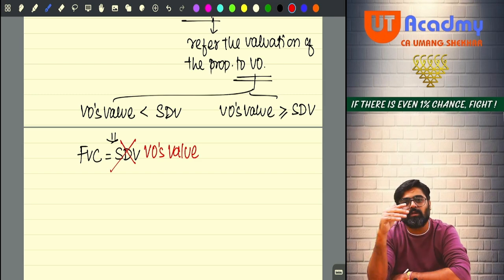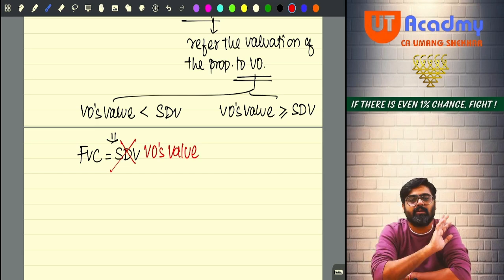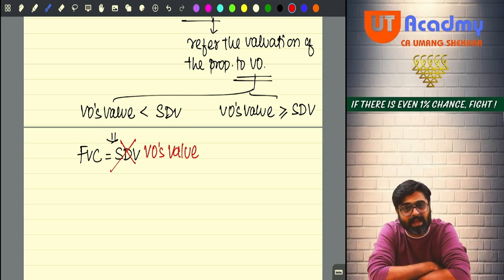If the stamp duty value is higher and the difference between the stamp duty value and the sale consideration is more than 10%, then the stamp duty value is taken as the full value of consideration, which we were doing actually.